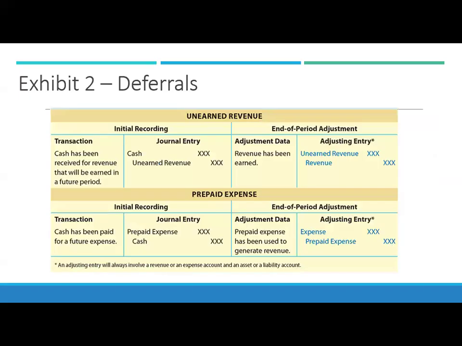And so the journal entries would be for the unearned revenue. The initial journal entry to create the unearned revenue is a debit to cash, credit to unearned revenue. And then to adjust at the end of the period, it's a debit to unearned revenue and a credit to revenue. And then for expenses, it's initially created as a prepaid: debit to prepaid expense and a credit to cash, and then adjusted as a debit to the expense and then a credit to the prepaid expense.